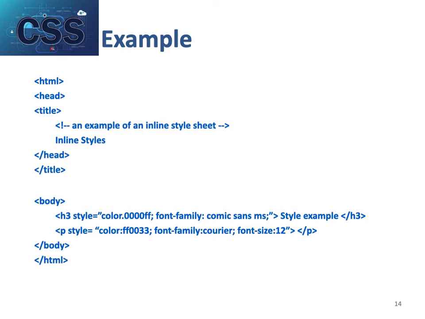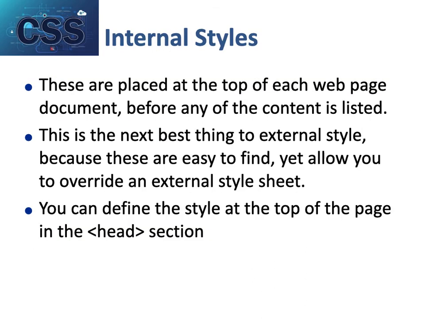The next type of style sheets are internal styles. These are placed at the top of each web page document before any of the content is listed. This is the next best thing to external styles because these are easy to find and allow you to override an external style sheet. You can define the style at the top of the page in the head section by using a style tag. We will see how it is included in a web page.